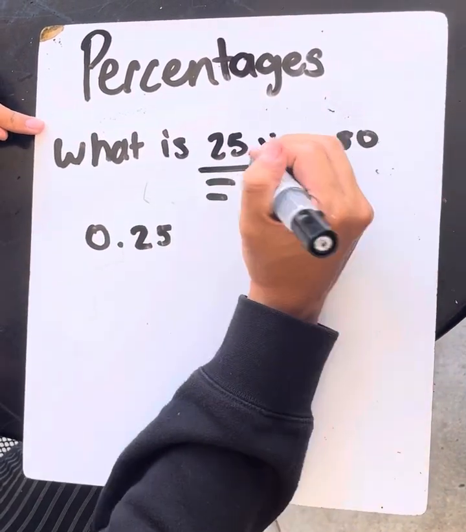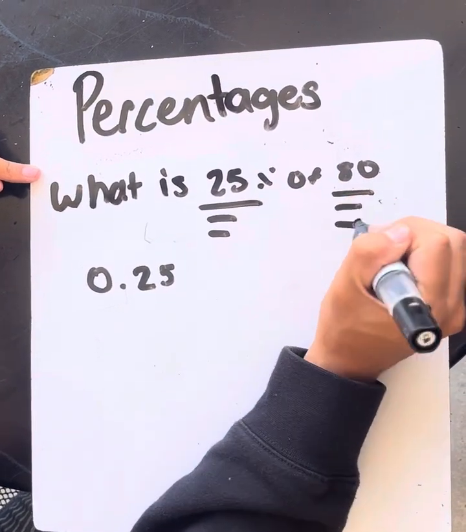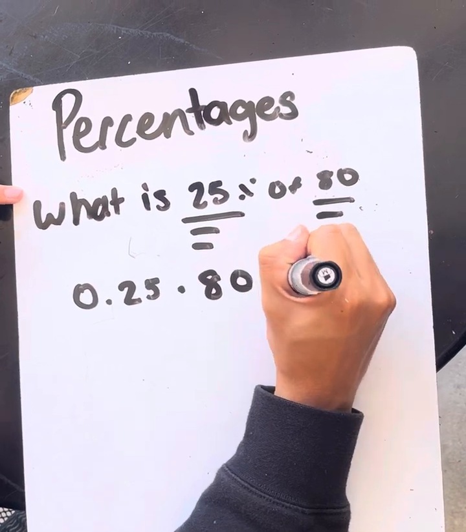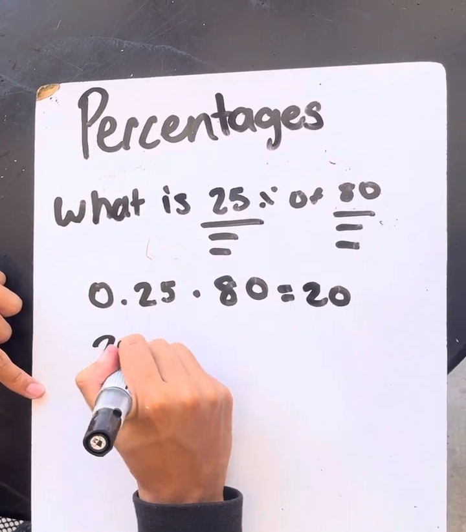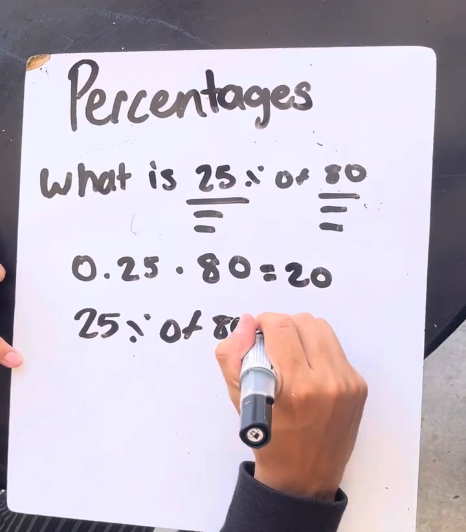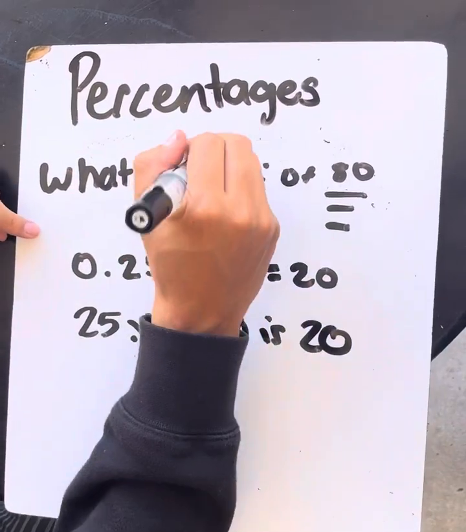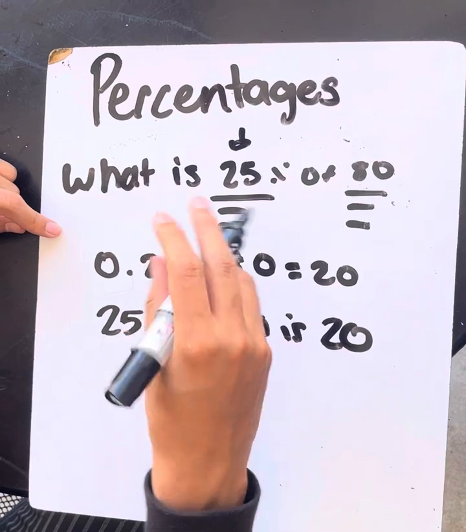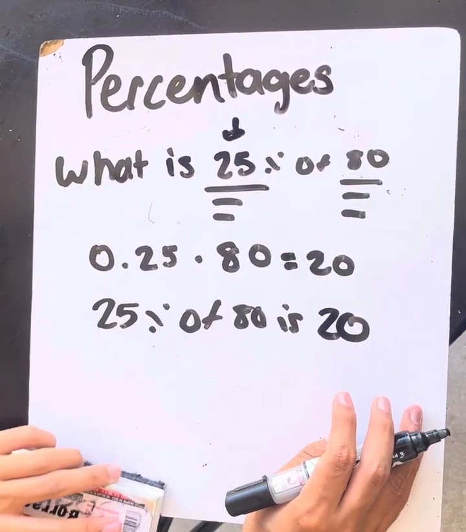Step number 2 is to multiply this decimal by 80. So 0.25 times 80 equals 20. So this will be our answer. 25% of 80 is 20. So again, first we had the equation, we turn this number into a decimal and we multiply it by the total number we want to get the percentage of.